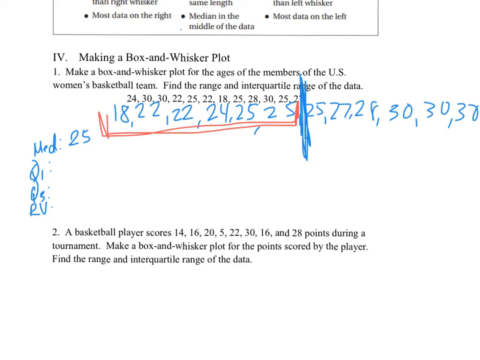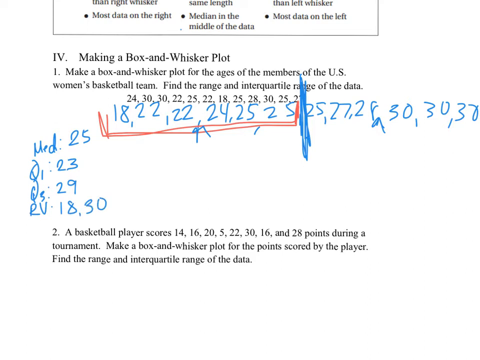So you're actually including every single value now. Your median of this lower half falls right here, which is going to be 23. The median of the upper half is going to fall right here, which is going to be 29. And then your range values are your lowest number, which is 18, and your highest number, which is 30.